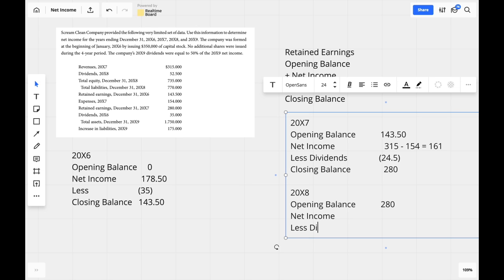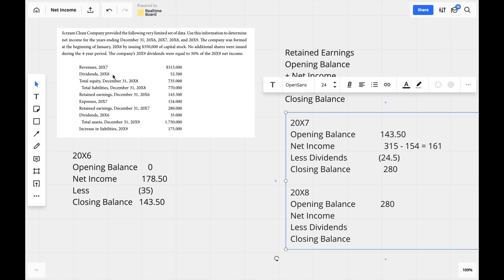less any dividends to get our closing balance. Let's have a look and see what information we've got for 20x8. Alright, so we've got dividends of 52.5, which is going to decrease off our retained earnings. We have total equity, but that would include also share capital as well. And we've also got liabilities of $770,000.